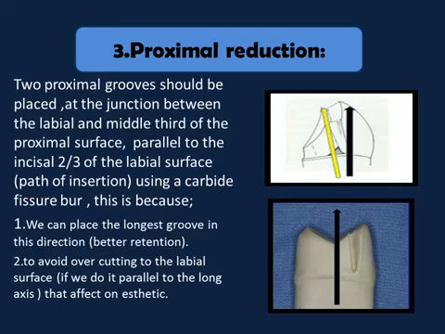After that, we do proximal reduction, similar to full veneer crown. Besides, two proximal grooves should be placed at the junction between the labial and middle third of the proximal surface, and this proximal groove should be parallel to the incisal two-thirds of the labial surface, not parallel to the long axis of the tooth, using a carbide fissure bur.